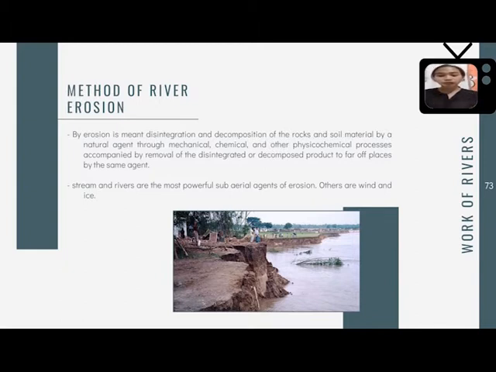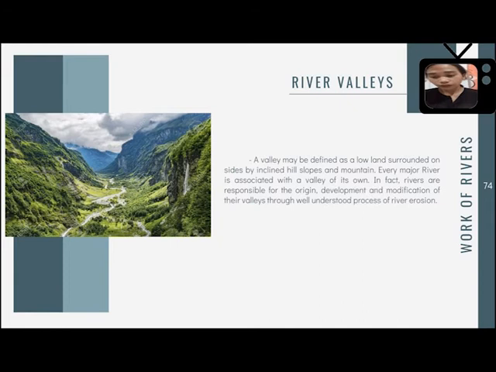So, the features of stream erosion are river valleys, waterfalls, potholes, gorges and canyons, and stream terraces. So, some are not shown here in the PowerPoint. So, river valleys. A valley may be defined as a lowland surrounded on sides by inclined hills, slopes, and mountains. So, as you can see in the picture in the PowerPoint, that is the river valley.